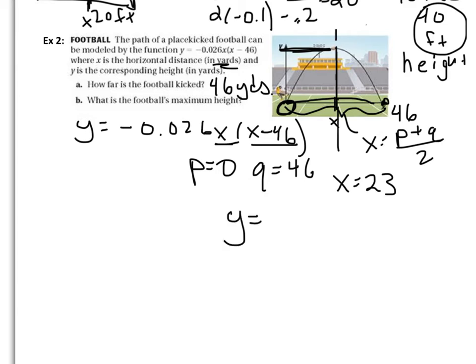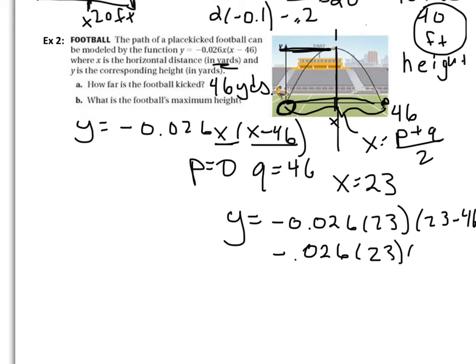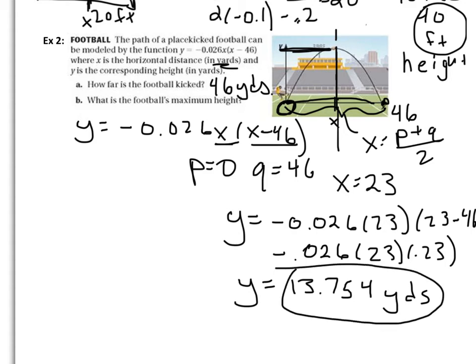So I have to find what is y equal to when I do negative 0.026, and then do 23 here, and then do 23 minus 46 over there. So negative 0.026, and then I have 23 times negative 23, and I'm going to use my calculator to help me on that one. So negative 0.026 times 23 times negative 23, I get positive, and you can double check my work, I get 13.754, and the units are in yards. So about 13 3/4 yards high for the kick.